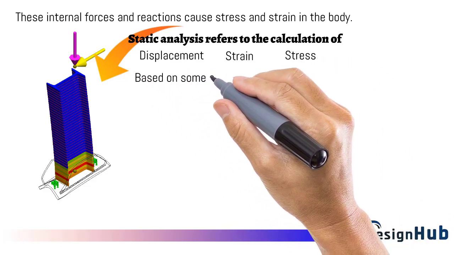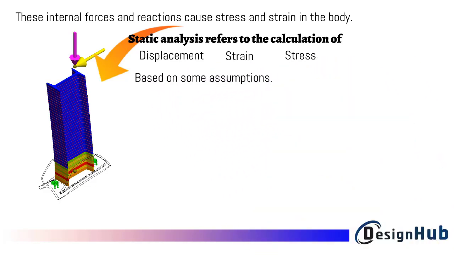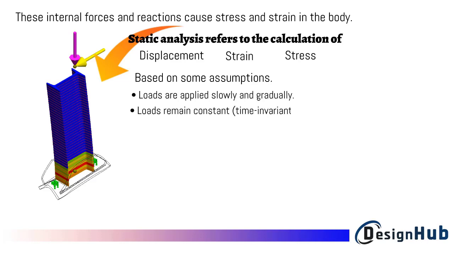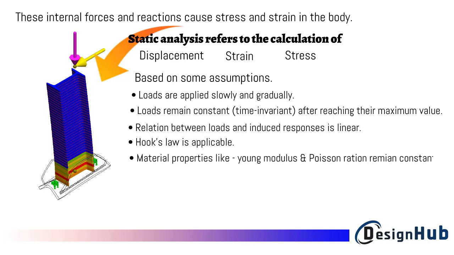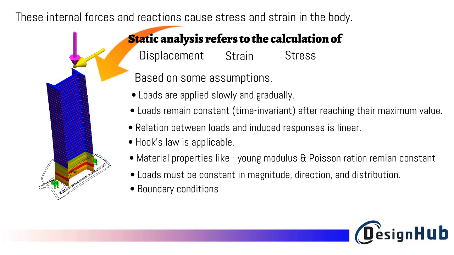First one, loads are applied slowly and gradually. Second one, loads remain constant after reaching their maximum value. Third one, the relation between loads and induced responses is linear. Fourth one, Hooke's law is applicable. Fifth one, material properties like Young's modulus and Poisson's ratio remain constant.